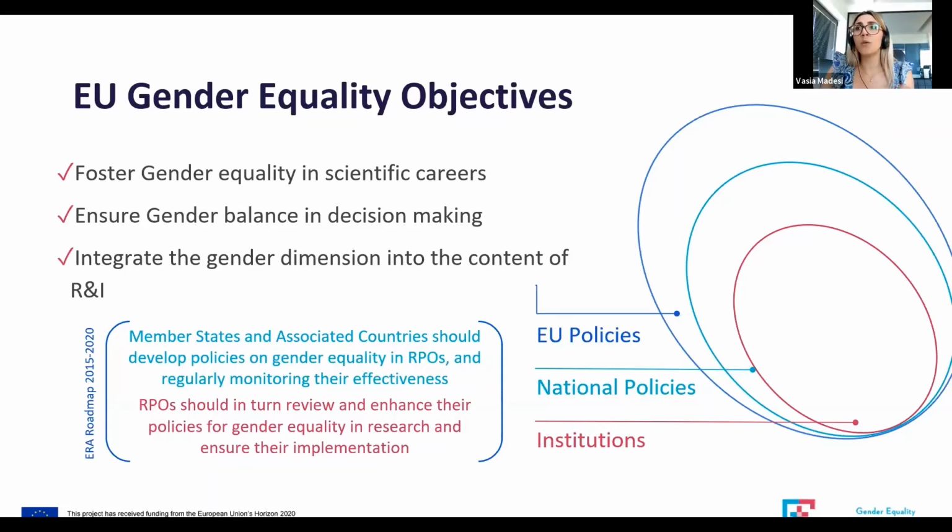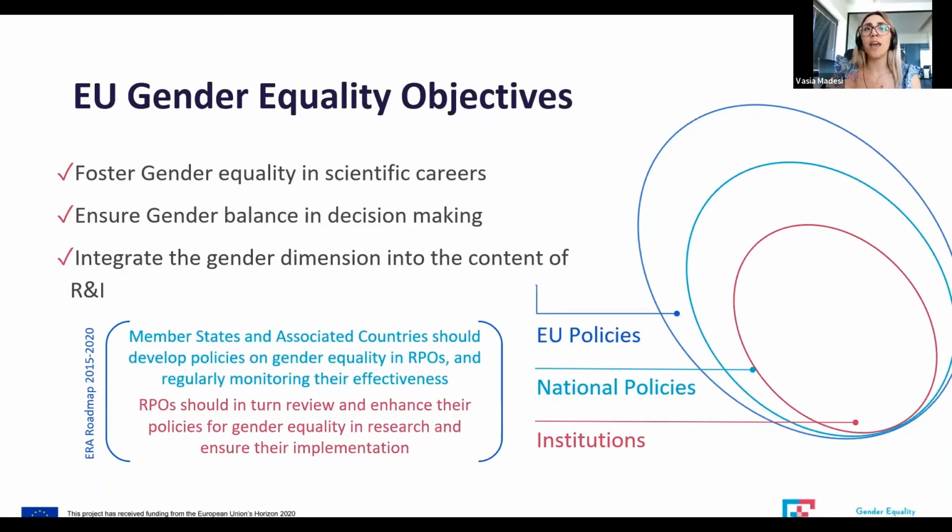And the first 2, to foster gender equality in scientific careers and to ensure gender balance in decision making, are related to human resources management at academic and research institutions. And then the third one entails the way scientific research itself is operated, therefore the integration of the gender dimension into the content of research and innovation.